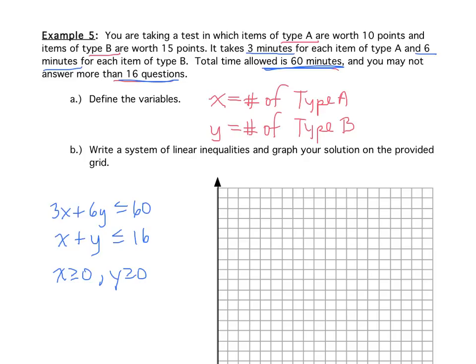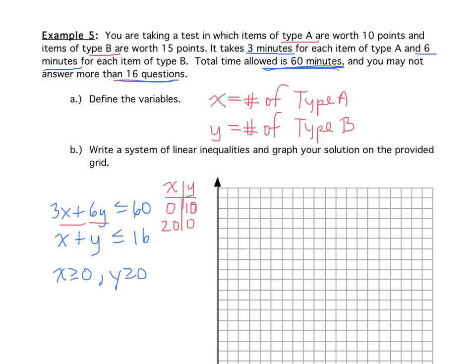Alright, what we're going to do is graph this. I talked about this earlier in the chapter: when we go to graph this, it's always a good idea to figure out our x and y intercepts of our inequalities first so that we can figure out how to scale it. So when I do the x and y intercepts for the minutes inequality, if x is 0, y is 10, and if y is 0, x is 20. 3 times 20 is 60, and 6 times 10 is 60.